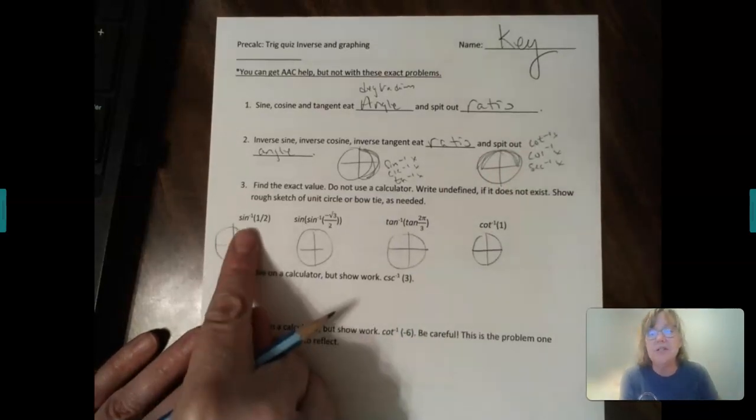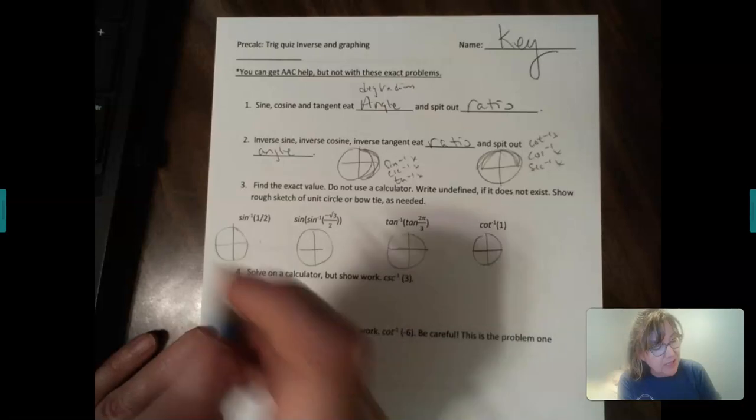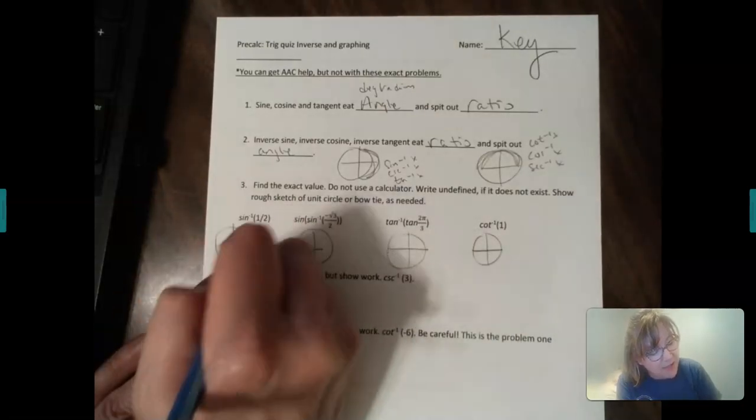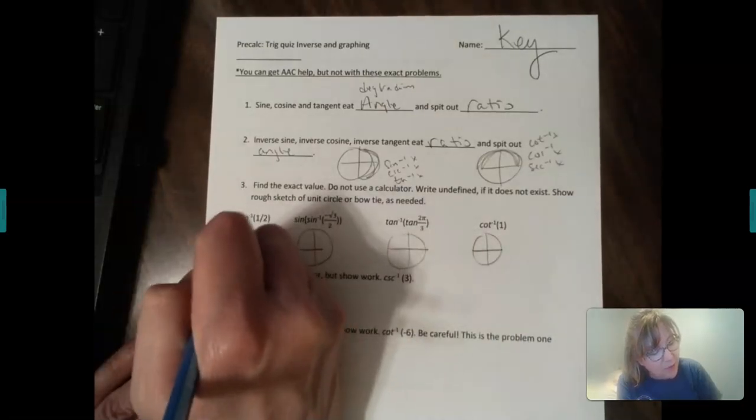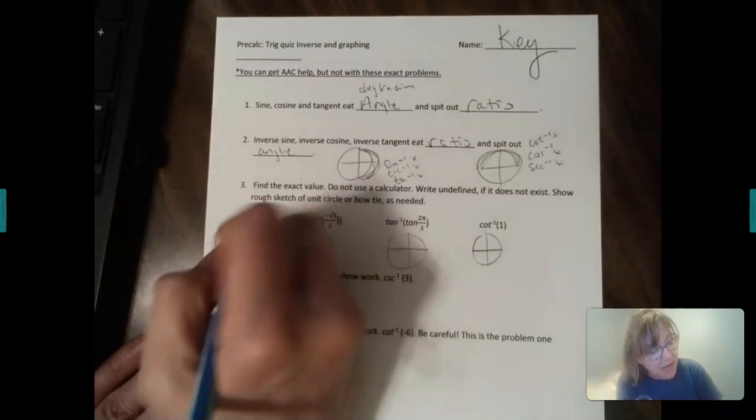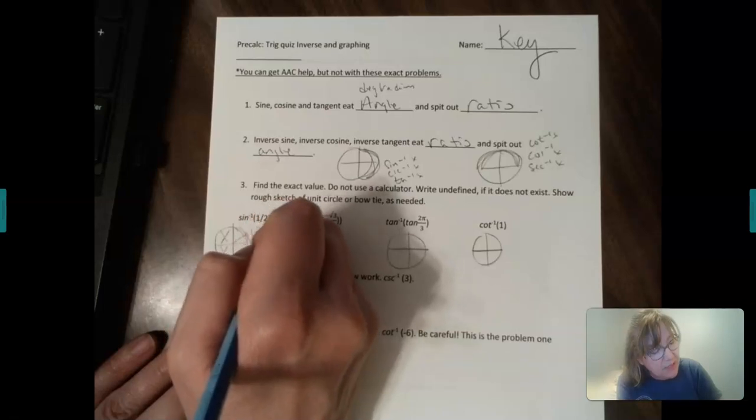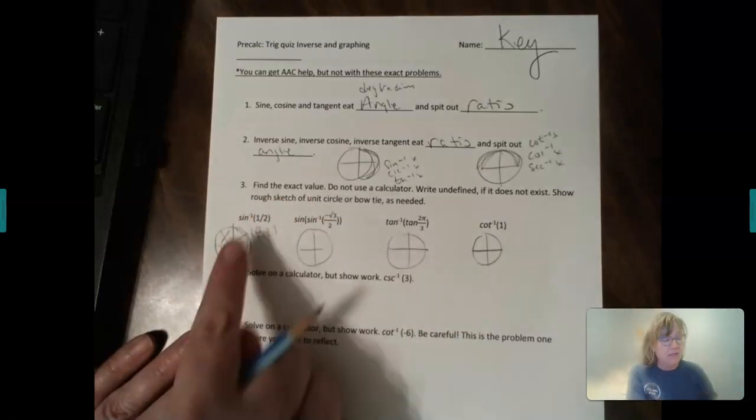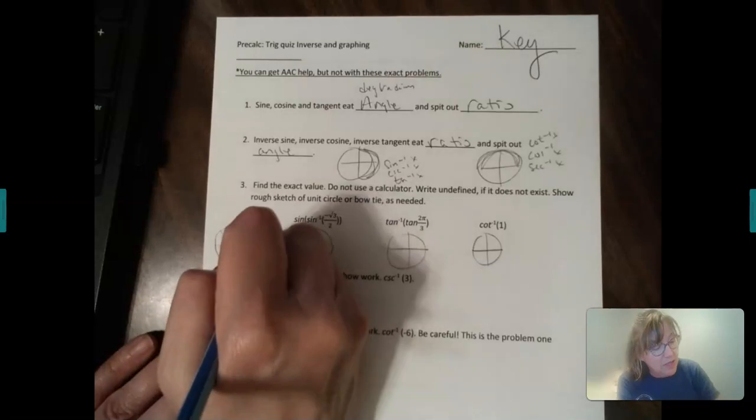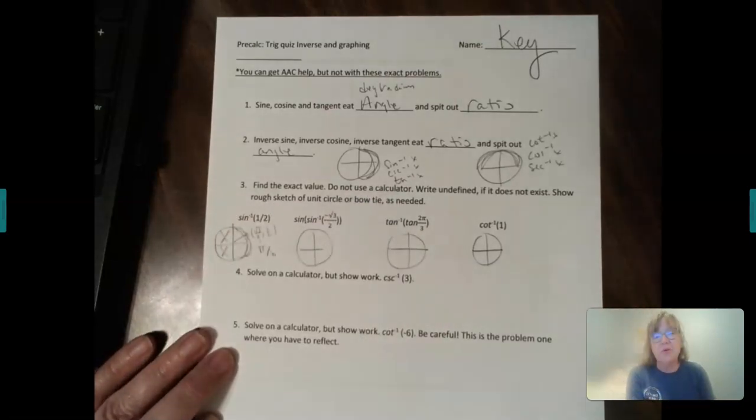All right. So let's look here. Inverse sine of a half. Okay, well, you're on the side. So you don't have all four quadrants. You only have these. It's positive, right? So you're right here. Square root of 3 over 2 and a half. And then I want, this eats the ratio, spits out the angle. I want pi over 6 or 30 degrees.